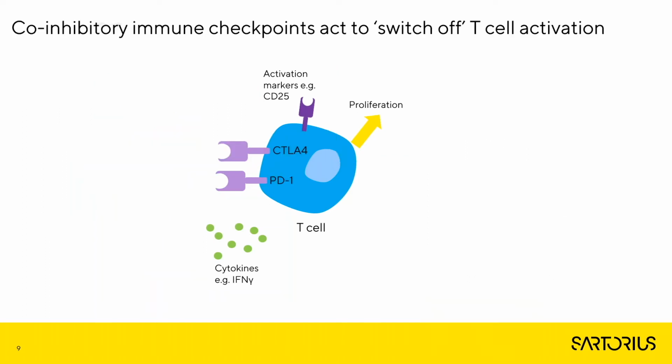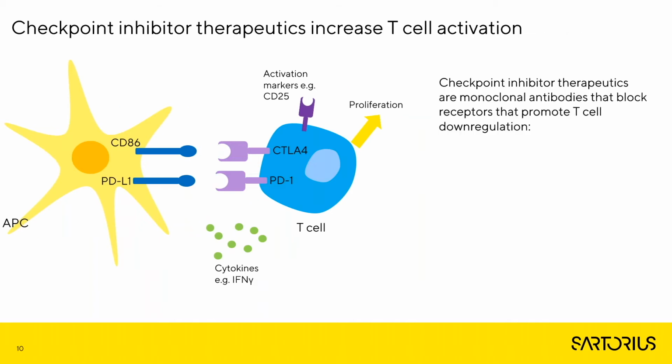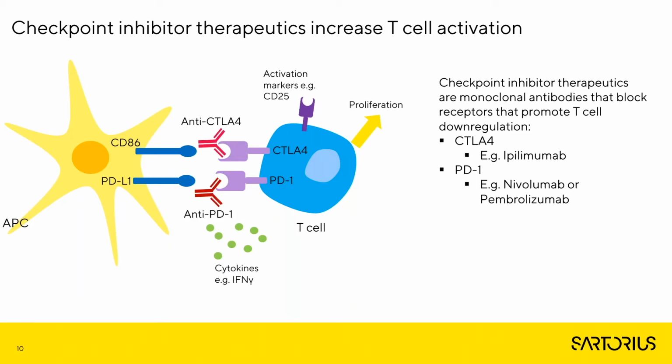So in physiological conditions, the function of inhibitory checkpoint molecules is to induce a decrease in T cell activation to prevent an overactivation of the immune response, as this can lead to an attack on healthy body cells. Checkpoint inhibitor therapeutics are monoclonal antibodies that bind to and block this interaction. Some examples include anti-CTLA-4 antibody ipilimumab and anti-PD-1 antibodies such as nivolumab and pembrolizumab. These are both targets found on the surface of T cells. Similarly, there are drugs that target their partner proteins found on dendritic cells, such as anti-PD-L1 antibody durvalumab.